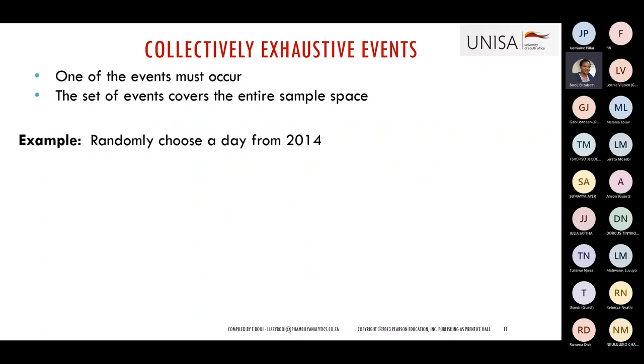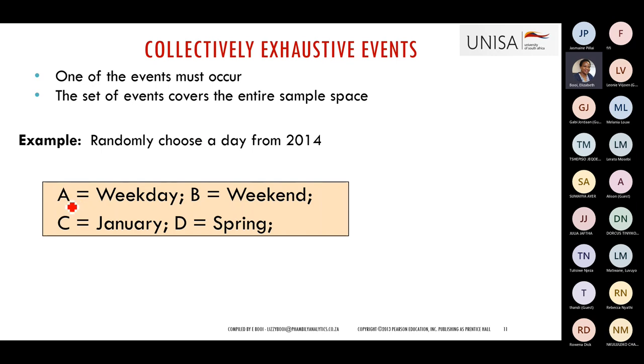So we're going to still stick to the 2014 calendar. A will represent an event that a day we choose falls within a weekday. Weekday is from Monday to Friday. And B will represent a day that falls over a weekend, which is Saturday and Sunday. And C represents an event that a day we choose will be in January. And D will represent a day that we choose will be in spring.